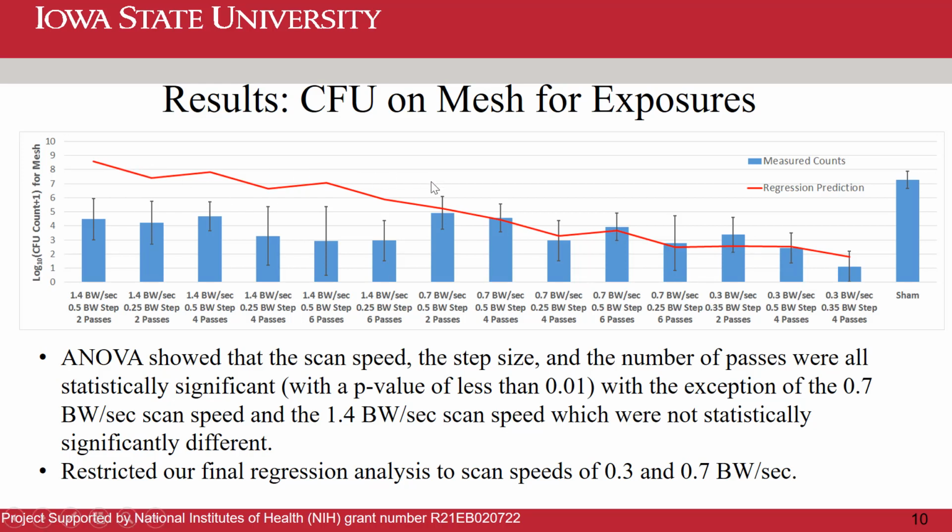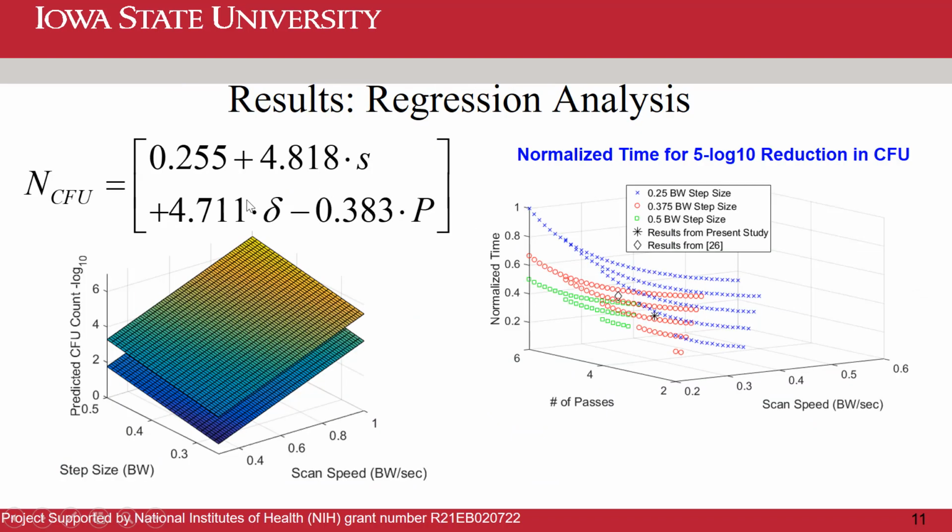And the red line here shows that final regression analysis for these cases. And obviously it does not agree with the 1.4, but that's to be expected because that's outside of the range of the analysis. And in general, regression analysis is only valid in the range of the parameters tested. Now, in the range tested, it does have reasonably good agreement. So here is the number of colony forming units remaining on the mesh as a function of these different parameters. So S here is scan speed, delta is step size, and P is the number of passes over the mesh.